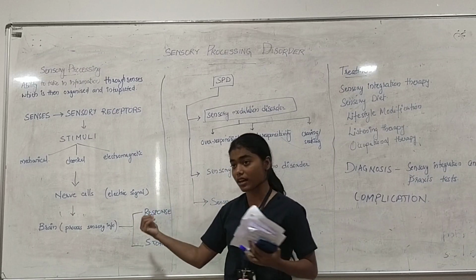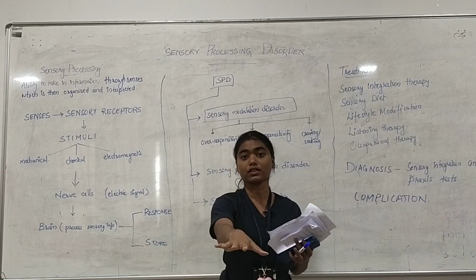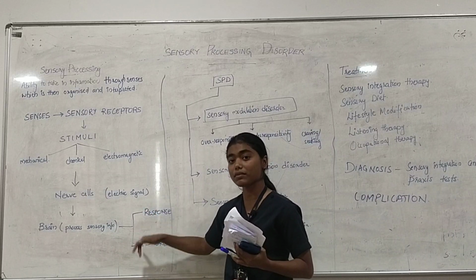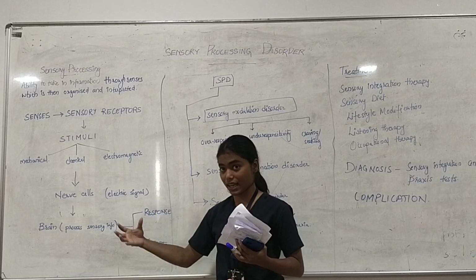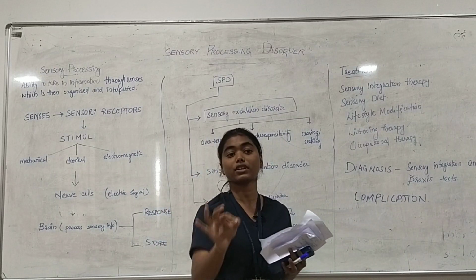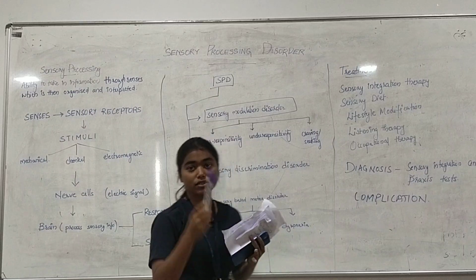Then it comes in two ways. Either there will be a response, that means if something is hot, you move your hand because you can understand. And second, because you know it's hot, it will store the information for the next time. So next time when something is hot, you automatically know that if you touch it, it's going to burn your hand. That's how it works.